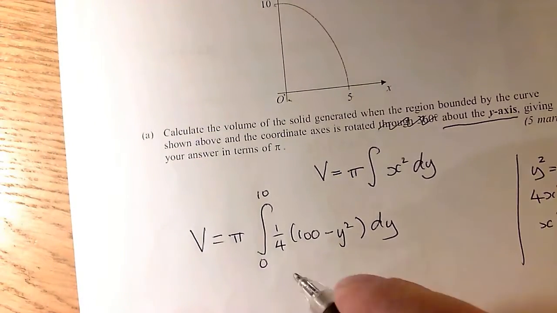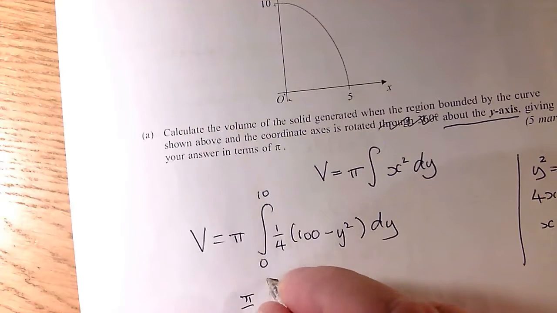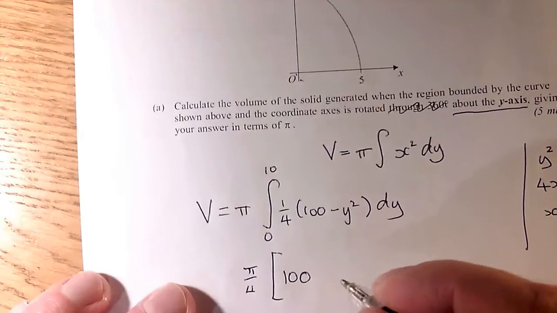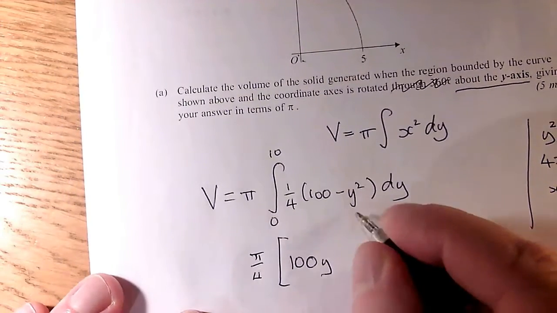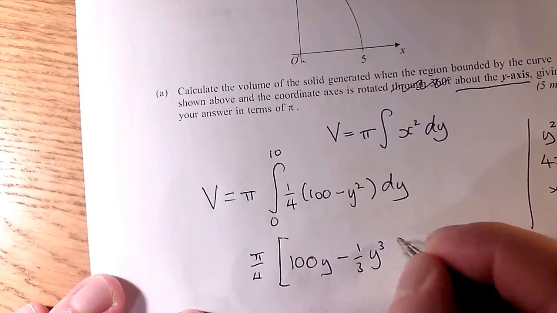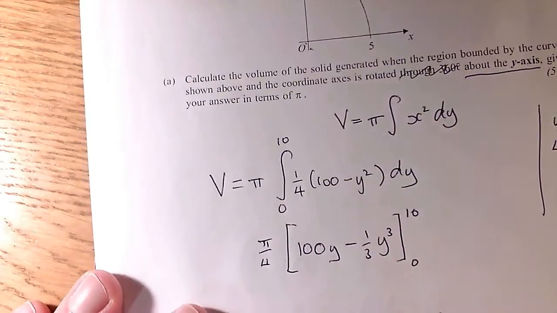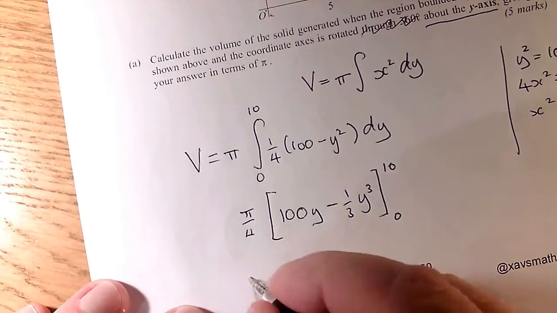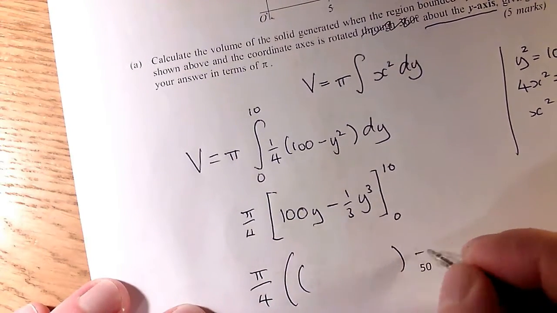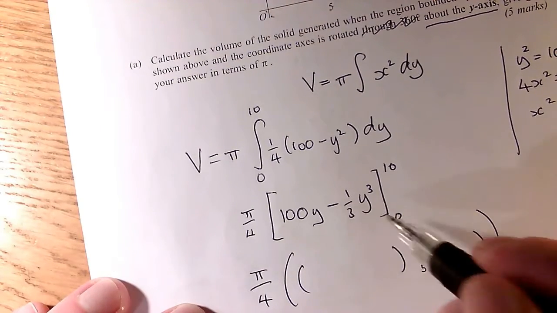Well, that quarter can go outside with the pi. So I've got pi by 4, and then in square brackets I'm integrating 100, which is 100y. The variable is y, so it's 100y, not 100x. And then y squared integrates to a third y cubed, and my limits are 0 and 10. So I have to do pi by 4 times, round brackets minus a round bracket, but it's back to Core 2 integration because of putting in naught.